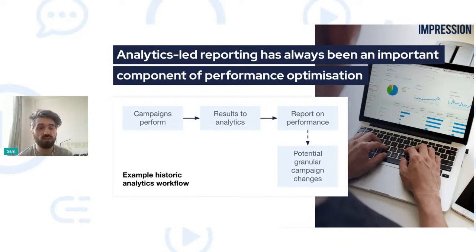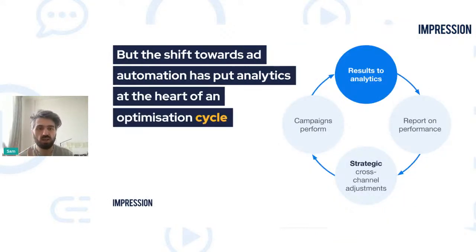And obviously, if we're talking 5-6 years ago, those changes could be very granular. But I think what GA4 does very well is key into a bit more of an optimization cycle, which is at the heart of modern marketing, really. And this is a continual process by which results are in analytics. You report on that performance. You can make strategic cross-channel adjustments. GA4's natural cross-channel, cross-domain tracking lends itself very well to picking up information from different channels, working out where you should invest your budget, and then that can feed campaign performance, which then feeds results back into analytics. And this is just a continual cycle all the time, and it's a much higher level strategic cycle too.